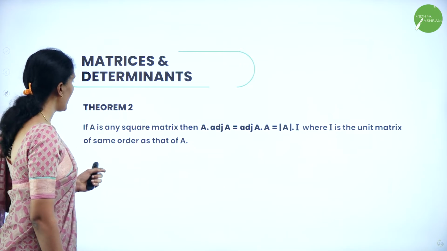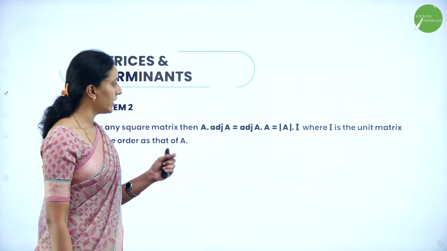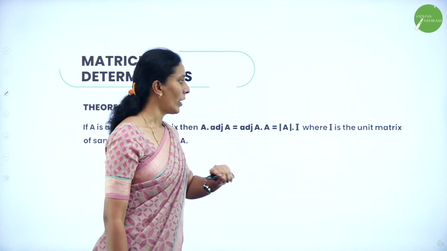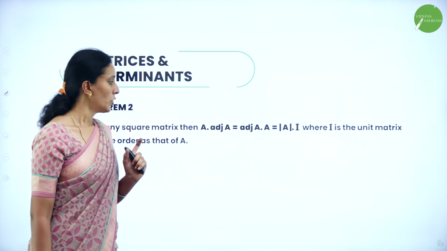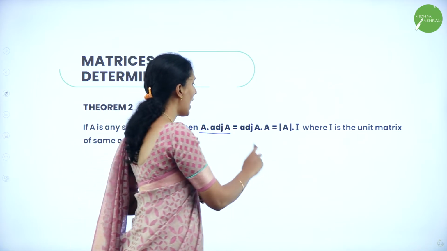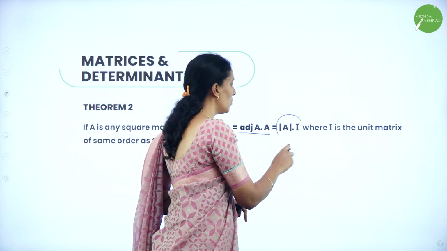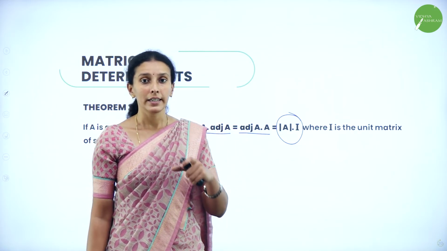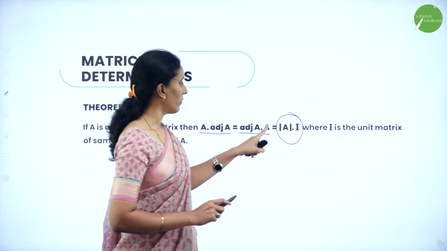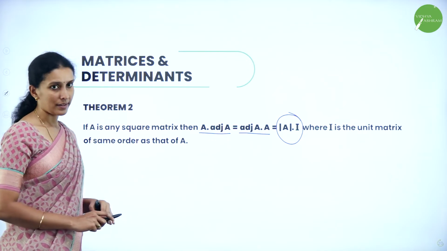Theorem 2: if A is any square matrix, then A into adjoint A is equal to the determinant value into I, where I is the unit matrix. So if you multiply any matrix with the adjoint matrix, or the adjoint matrix with the matrix, then the value will always be equal to the determinant into I. That is, you will get a unit matrix multiplied with the determinant value. So this is what the theorem says.